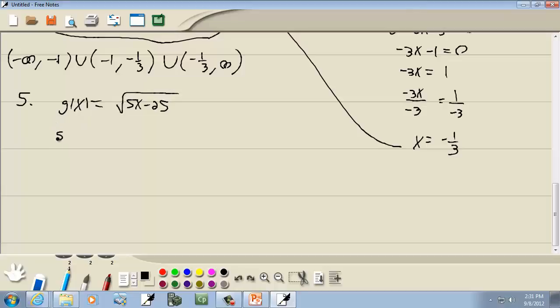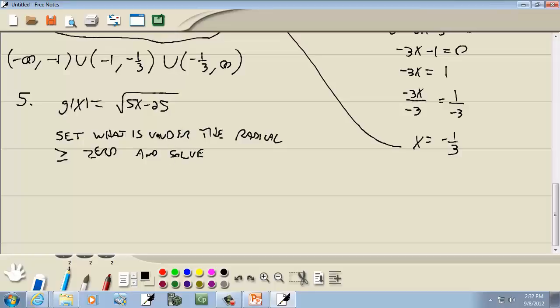What we do is we set what is under the radical greater than or equal to 0 and solve. It can be greater than 0, that's positive. It can be equal to 0. It just can't be negative. So we'll set 5x minus 25 greater than or equal to 0.